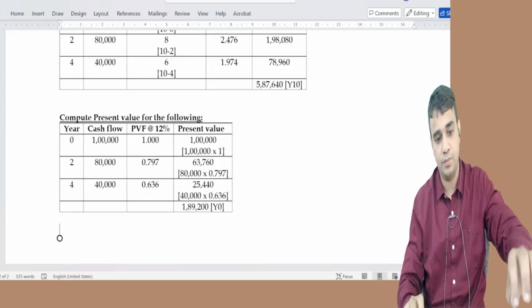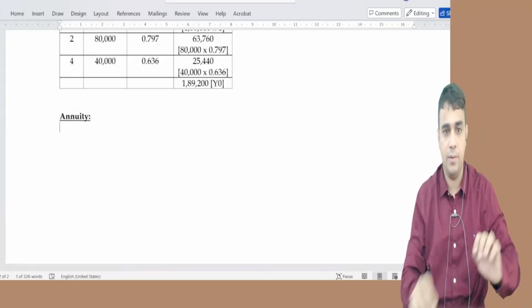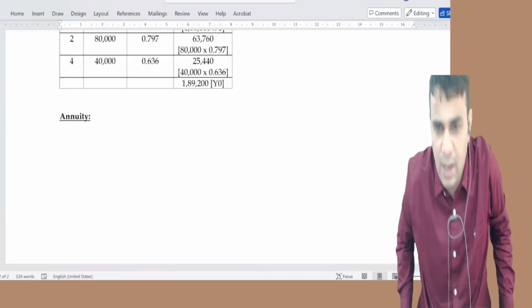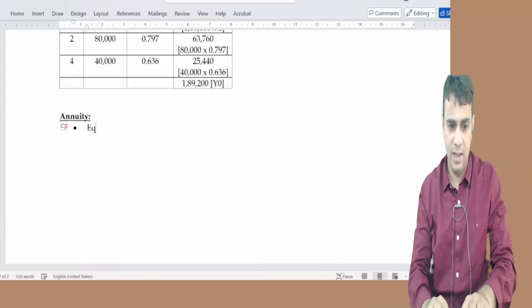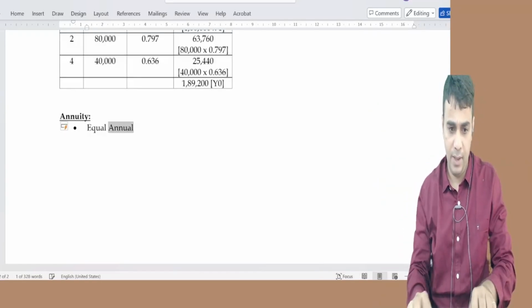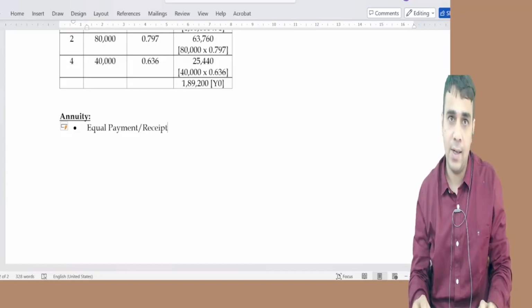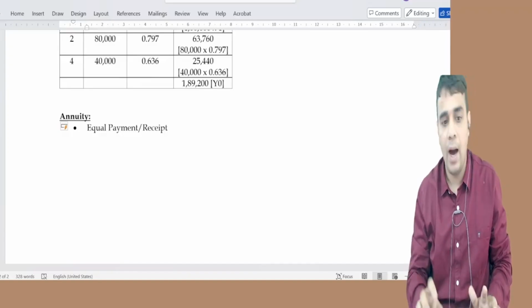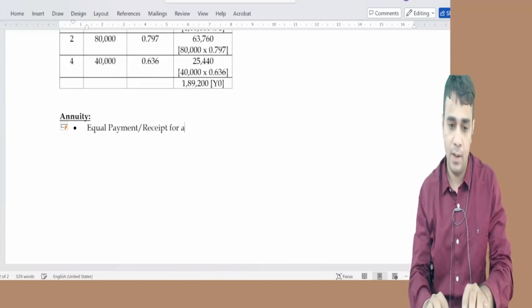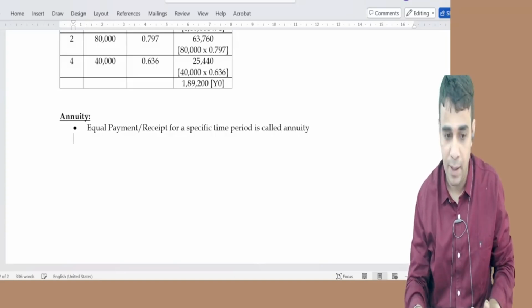Okay, now something called as annuity. If you listen, then we do a question, or maybe I just discuss the concept today, not sure. Let's see first, what is annuity? Equal payment or receipt. Whatever I'm typing there is there in the concept book. Equal receipt or payment for a specific time period is called annuity.